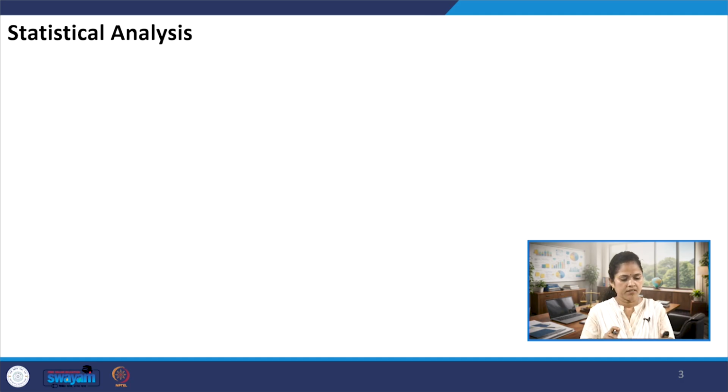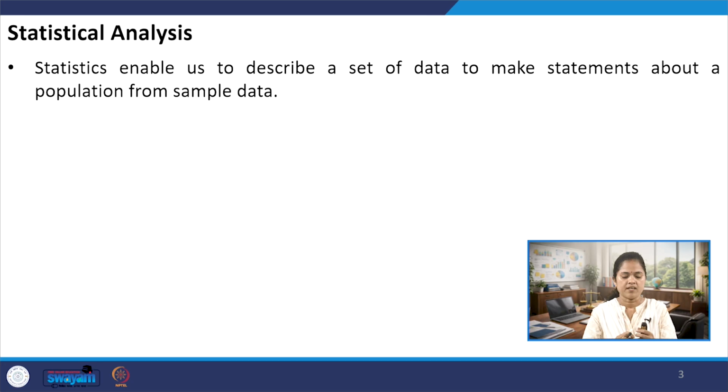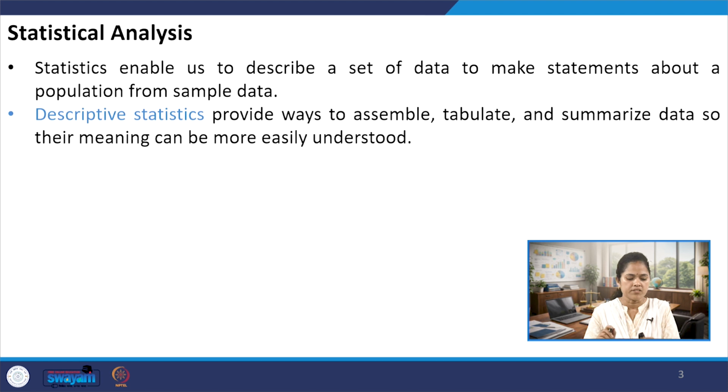So coming to the statistical analysis, as we understand, statistics is all about describing the data, and this description of data is necessary to make statements about the population from a given sample data, right? So that means here we are emphasizing sampling data from the entire population.